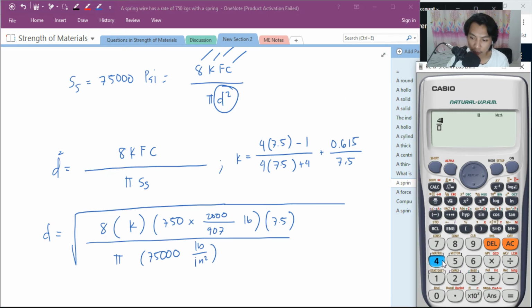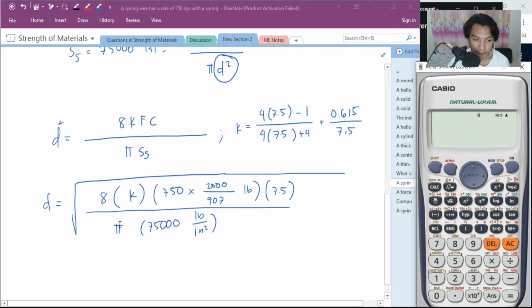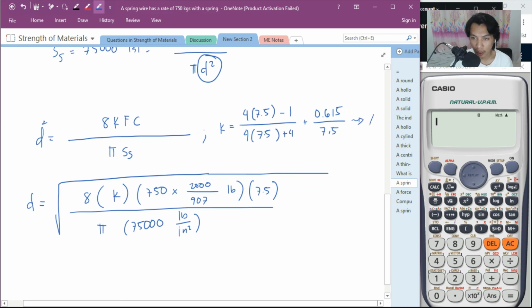So, 4 times 7.5 minus 1 over 4 times 7.5 minus 4 plus 0.615 divided by 7.5. Let's store the value in A. Okay? We stored its value in A.